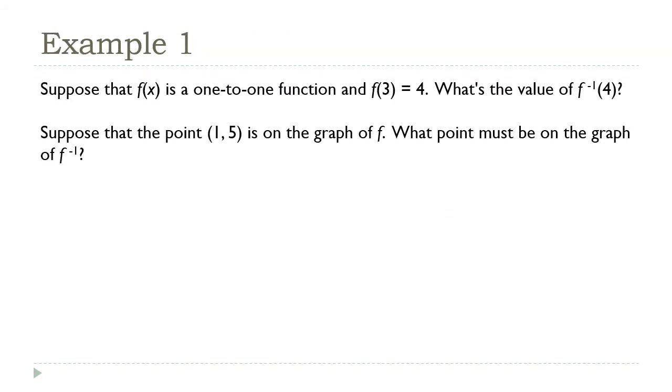All right, so I've got a few examples here, situations for us to work through, just kind of practicing with this. So the first question is, suppose that f of x is a one-to-one function. I'm going to repeat that a lot here, just because that guarantees that the inverse we're going to be talking about will exist. And I'm told that f of 3 is equal to 4. And my question here is, what is f inverse of 4?